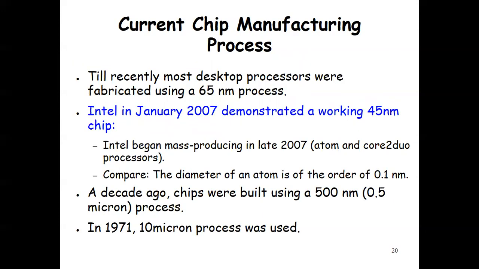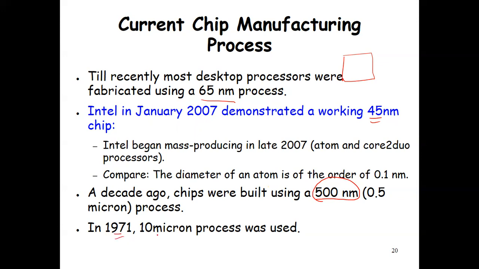Till recently, most desktop processors were fabricated using the 65 nanometer process. That is the feature size. So in January 2007, Intel demonstrated a particular IC whose size is only 45 nanometer. A decade ago, chips were built using 500 nanometer, which is otherwise called 0.5 micron, right?